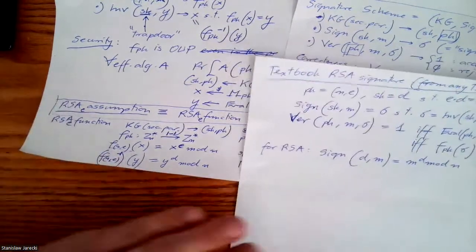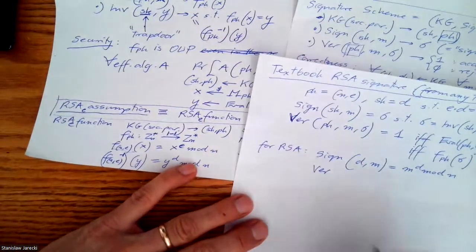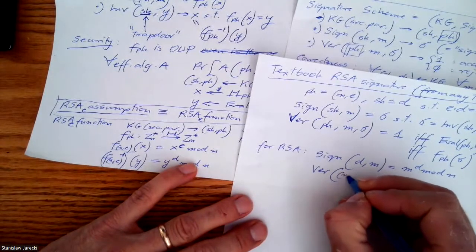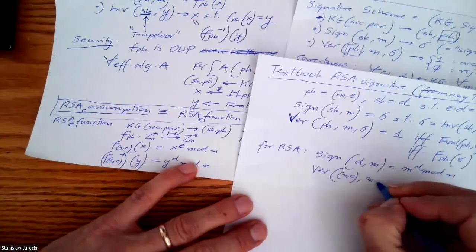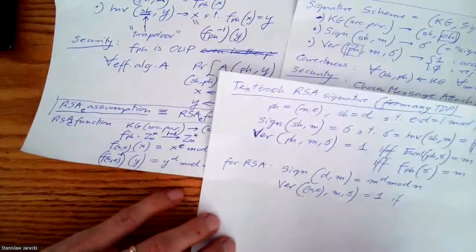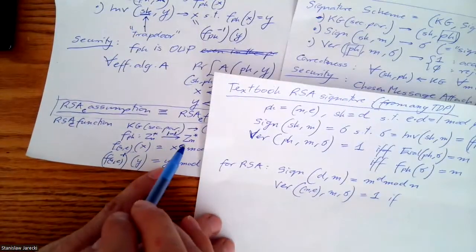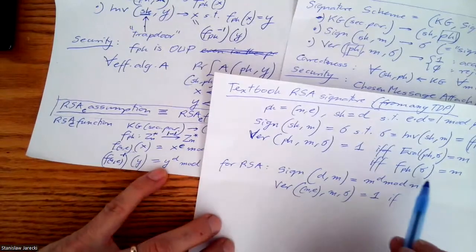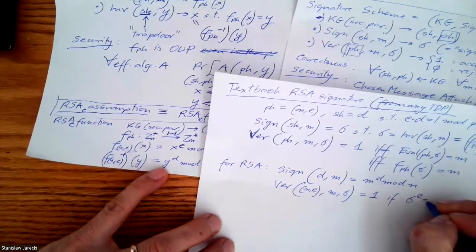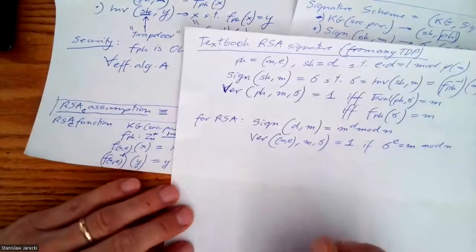The inverse function is computed with the trapdoor, I mean, exponentiate to the trapdoor. And verification on a public key, which takes any message and a signature, outputs 1 if the forward direction works. And what's the forward direction? It's X to the E, where X is the signature. So if sigma to the E is message mod N.